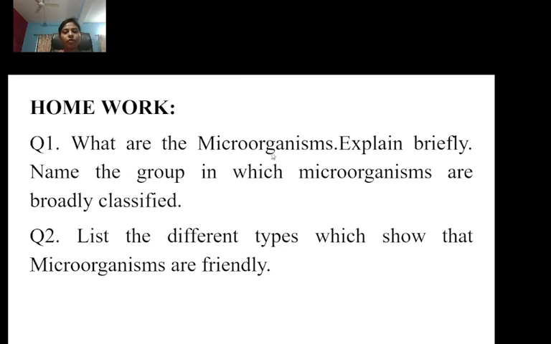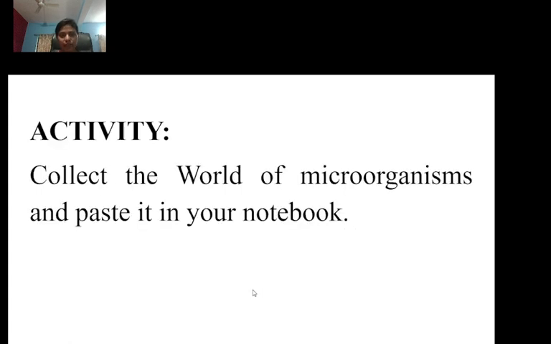Now your homework time. What are microorganisms? Explain briefly. Name the groups in which microorganisms are broadly classified. Then list the different types which show that microorganisms are friendly. You have to list. And here is your activity. You have to collect a wall of microorganisms and paste it in your notebook.